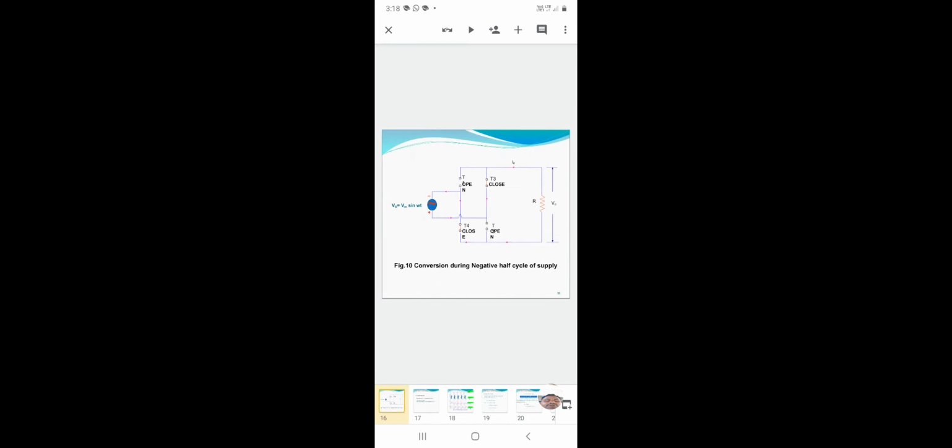And this is the output waveform during the negative half cycle of supply. For the circuit diagram, in the negative half cycle thyristors T3 and T4 start conducting, and T1 and T2 are naturally commutated. You have to note down that this is a complete circuit diagram for the single phase full wave controlled converter with resistive load.